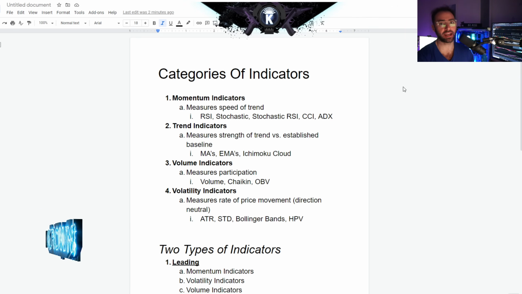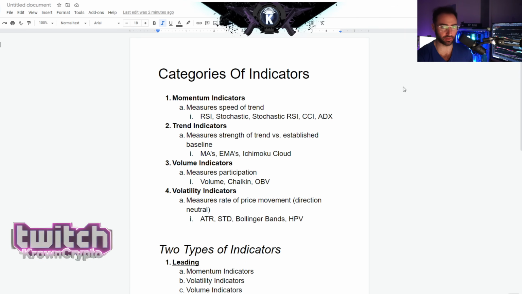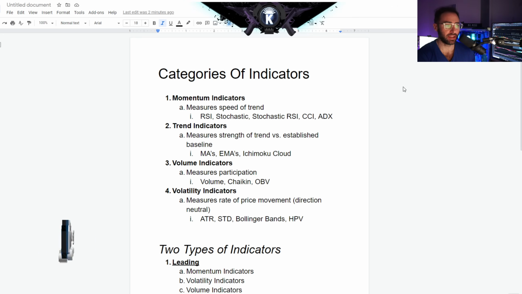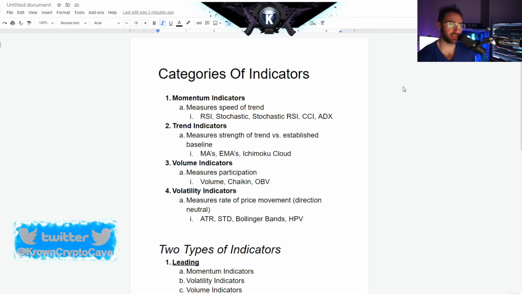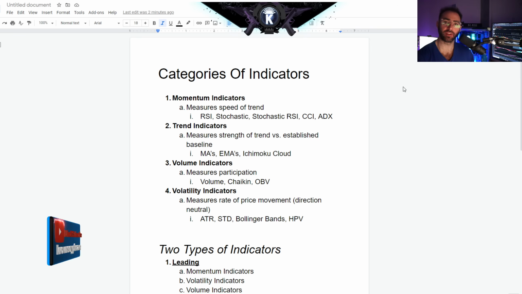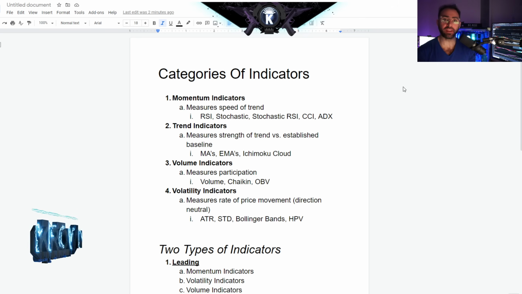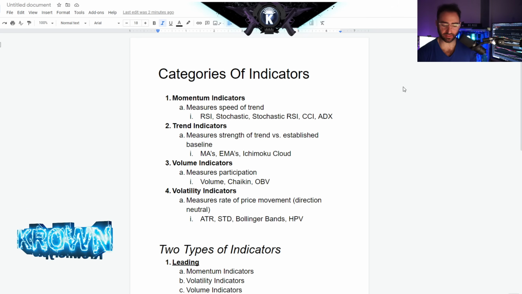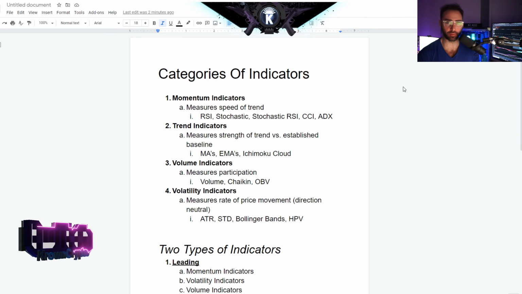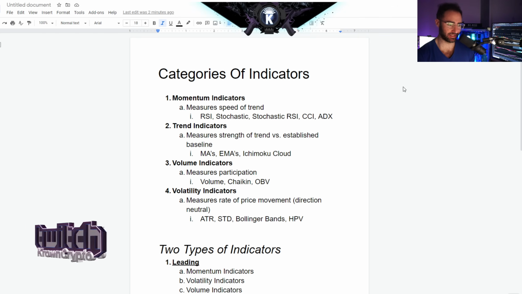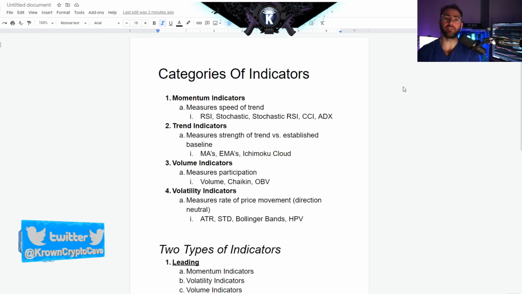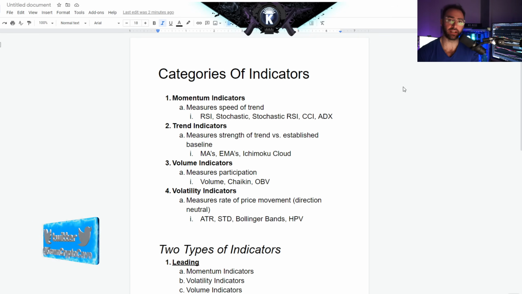So there's 4 different categories of indicators. Pretty much every indicator falls under something of this narrative, and that is 1, momentum indicators, 2, trend indicators, 3, volume indicators, and 4, volatility indicators. Now, with that said, all indicators are in some way based off of a mathematical formula. It is just the different applications of these tools that make them relevant in a trader's arsenal.